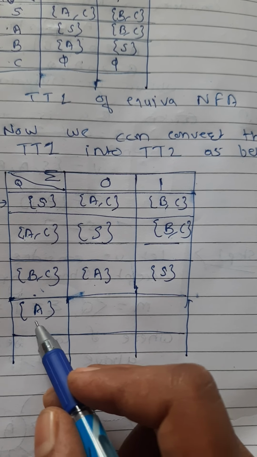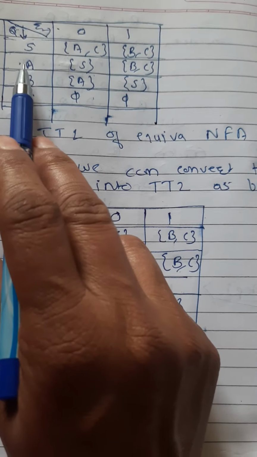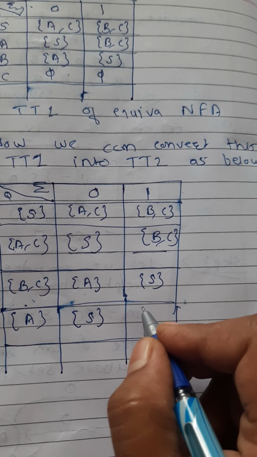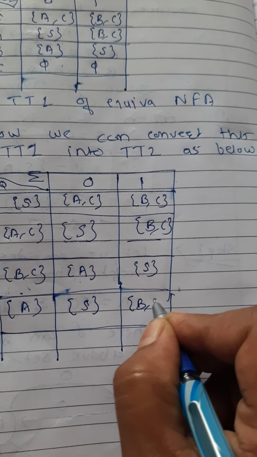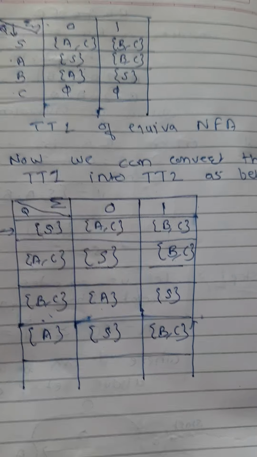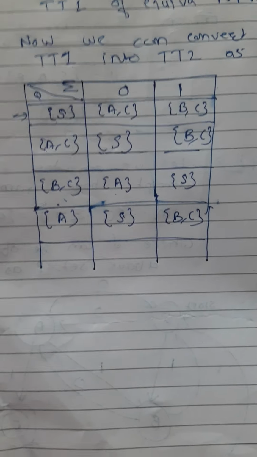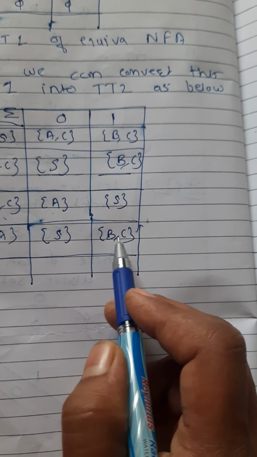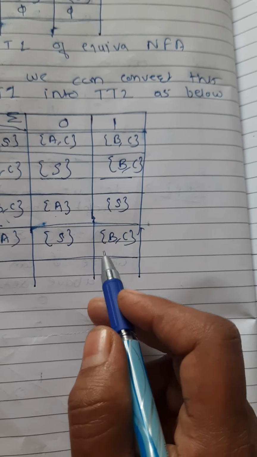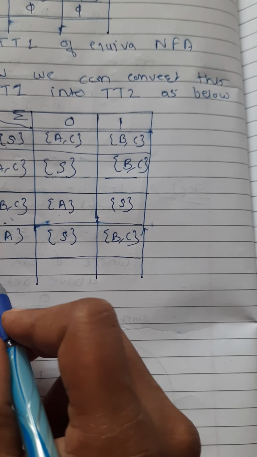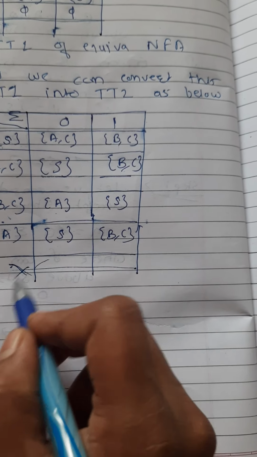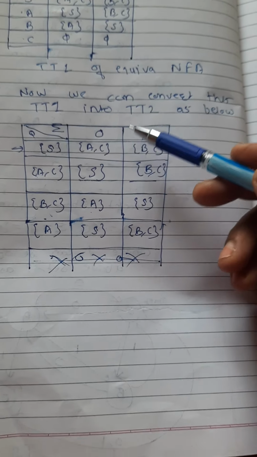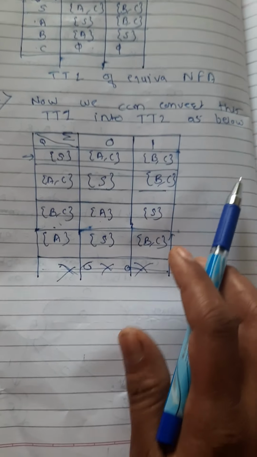As there is only one member in the subset, we can copy the row of A as it is: S, and another is B, C. Now here we added these two, S and BC. No more subsets are there, so this table is completed. Here is the end of the table. This way we converted transition table 1 into transition table 2 by using the subset construction method.